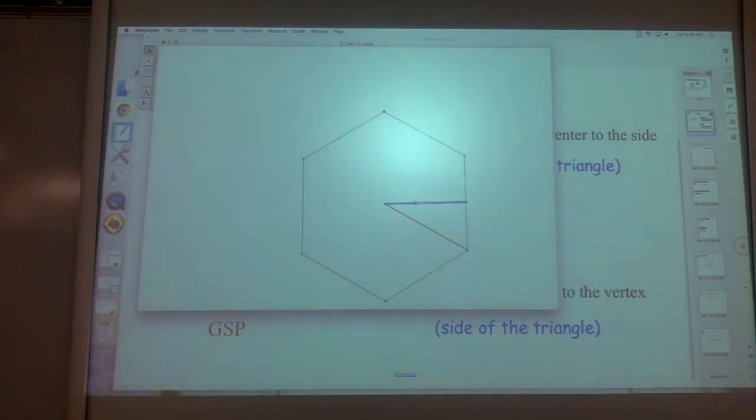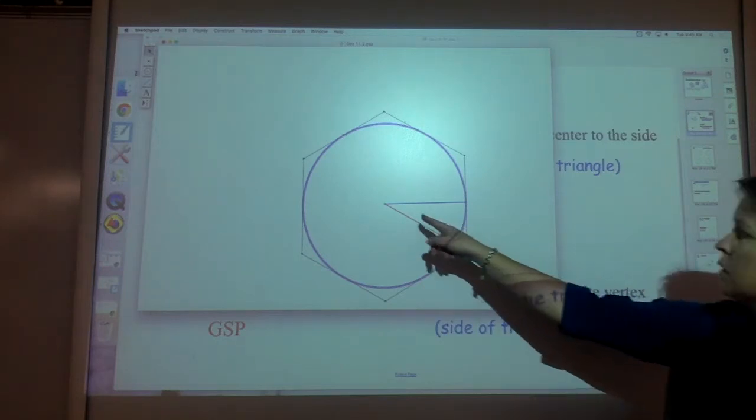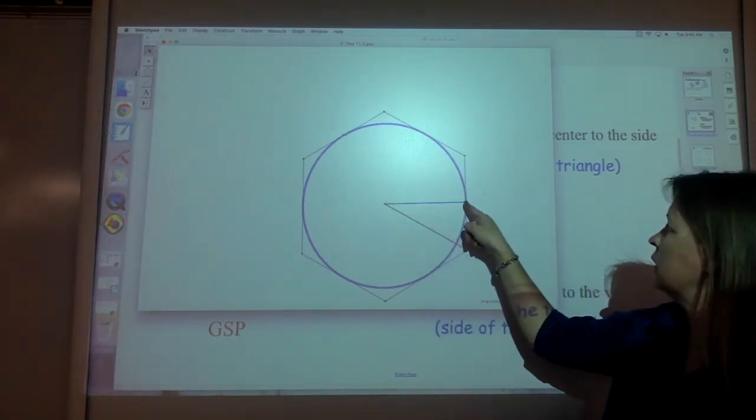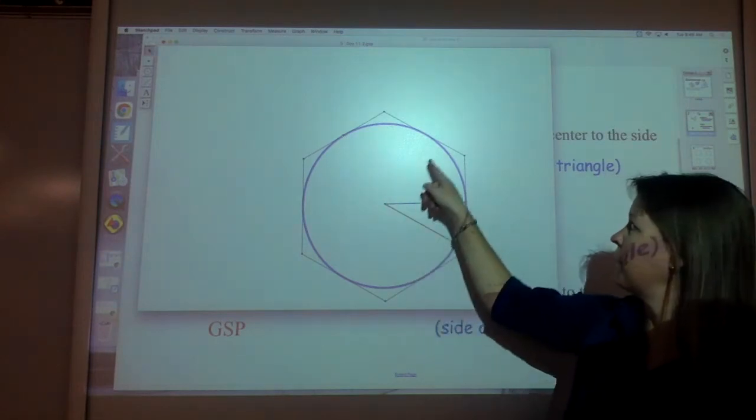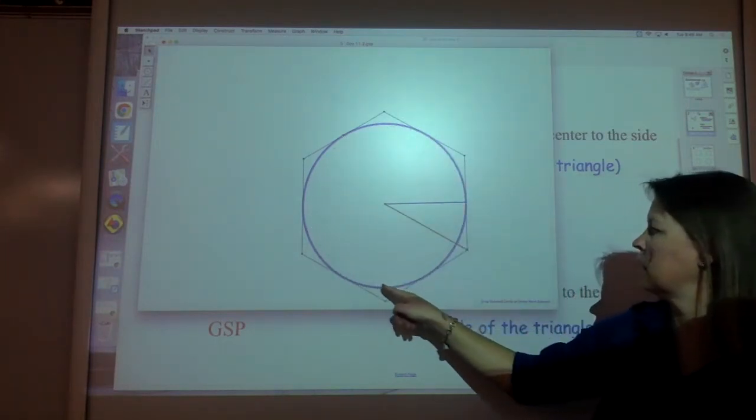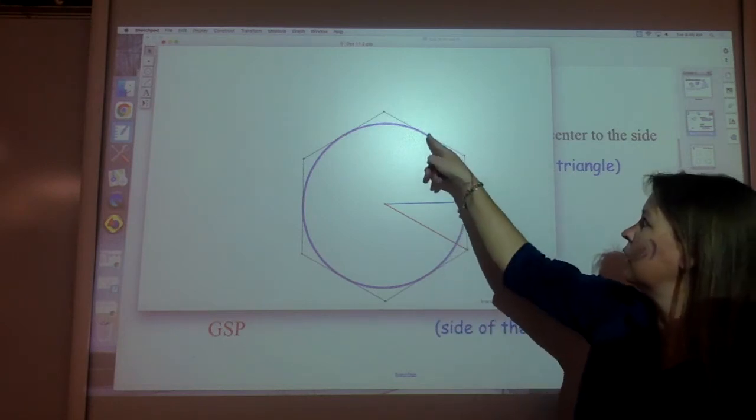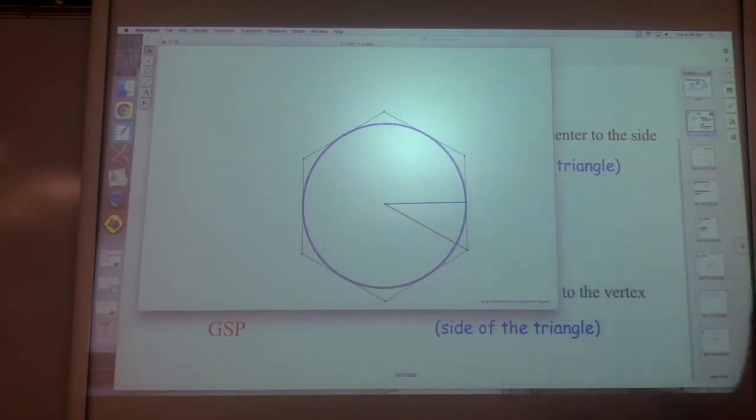And if we construct a circle using that apothem, I don't know if you can still hear me way over here. If we construct a circle, that circle hits perfectly right in the middle of each side. So the apothem is actually the radius of a circle that fits perfectly inside the polygon, touches every side exactly in the center. So that's kind of cool about the apothem.